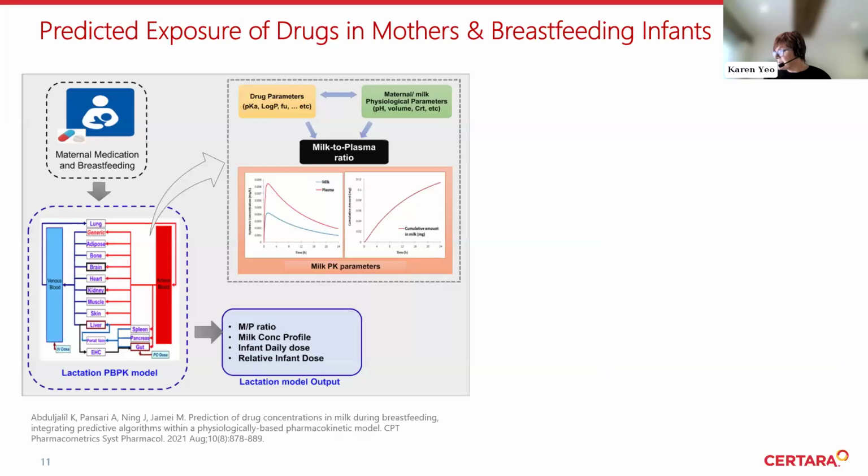So an area that has actually generated a lot of interest recently is predicting exposures as a consequence of pregnancy, or indeed through lactation.